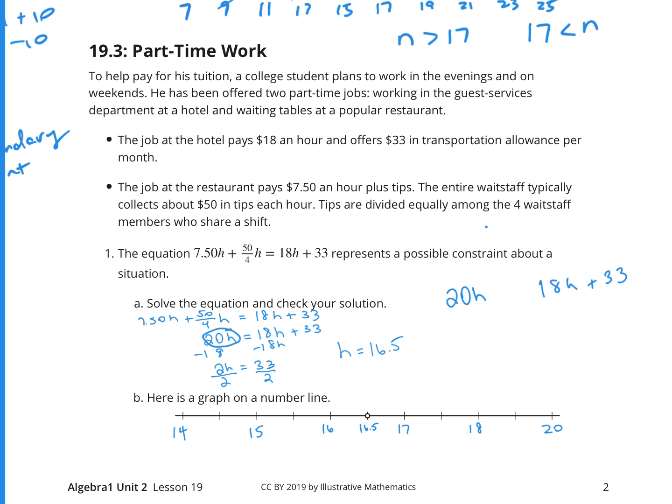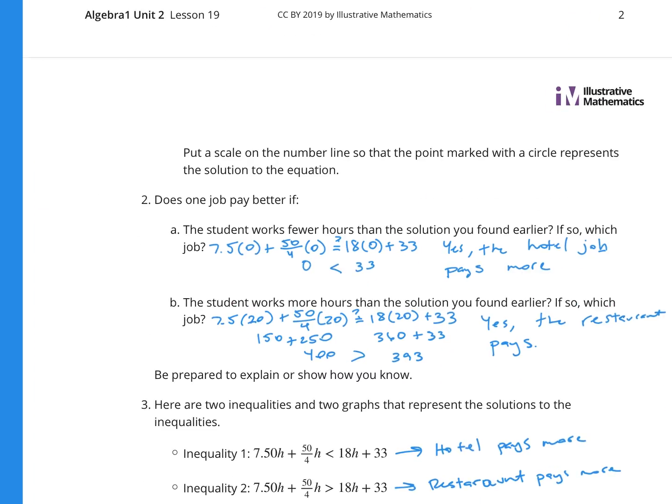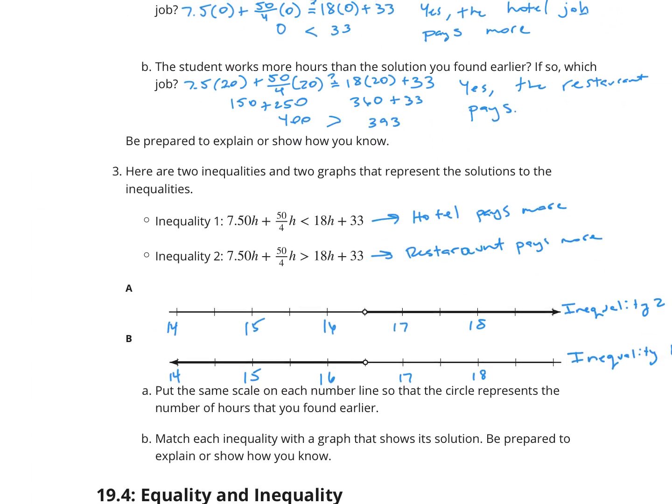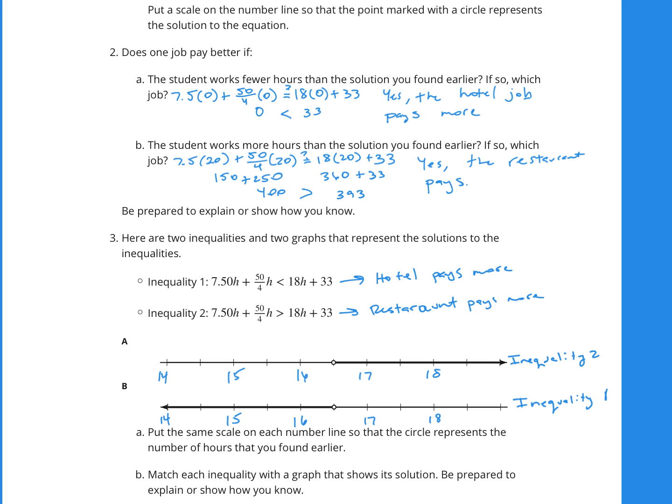The key thing to take away from this activity, though, is that you really want to focus on where your solution set is in order to connect the graph. So when we're talking about the inequality 1, right, the greater side is that hotel pay, and that was only greater when they worked less than the boundary point. When we looked at the second inequality, we wanted the restaurant pay to be more, and that only happened when we looked at the solution set that was greater than the boundary point. So doing that check is really super important to help you determine which way to go.